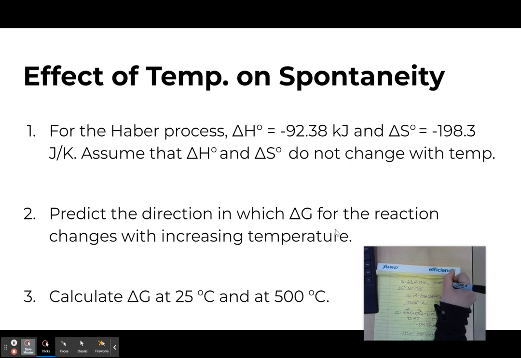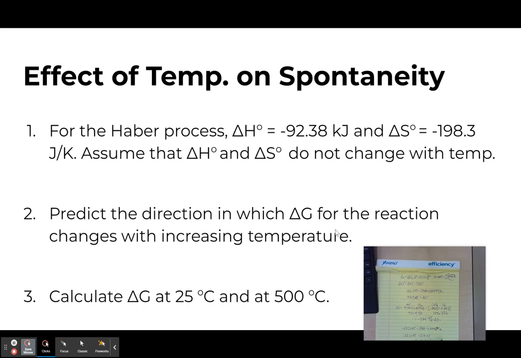Now this delta S term, negative 198.3, we are decreasing in entropy. We're going to end up subtracting that negative number. So as temperature, as this number gets bigger, what happens to this whole term and what effect is it going to have on delta G? Think about it for a second. If we increase temperature, what will happen to delta G? Will it become more positive or more negative? Yeah, good job. I hope you said it will be more positive.